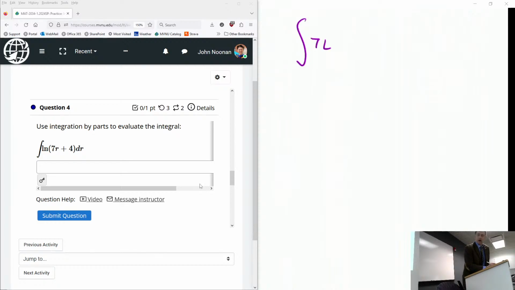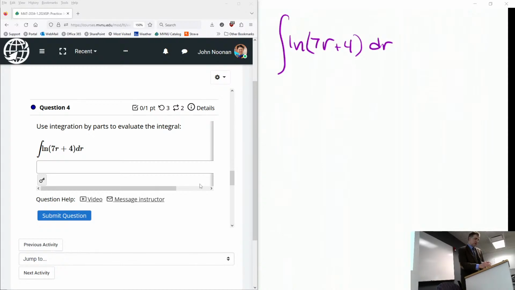This is 7r. Whoops. Why is there an r there? Why can't it be just x? Okay, 7r plus 4. Oh, natural log. Darn it. Where's my natural log? Hold on a sec. Natural log, is that better? Okay, I got it all. dr.